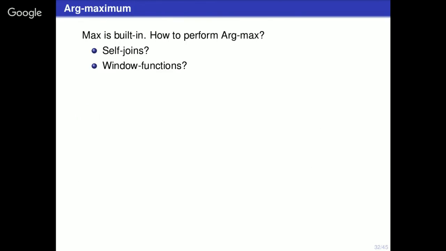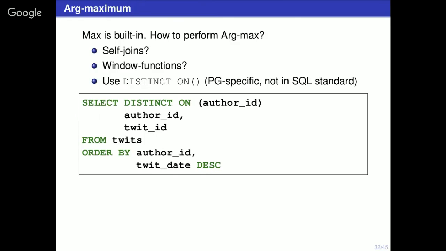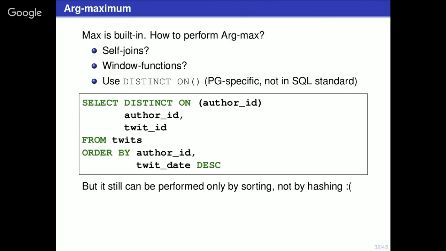We call this operation ArgMax. Max is built in. How to perform ArgMax? It's a common question for interviews. They suggest using self joins, window functions, and so on, depending on restrictions of SQL subsets. Postgres suggests using DISTINCT ON. This is exactly what we would like. But it's slow because it needs sorting.